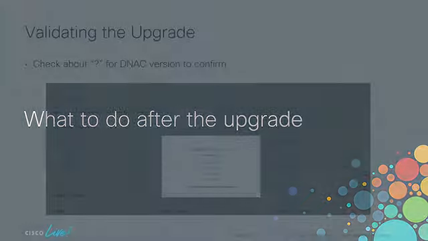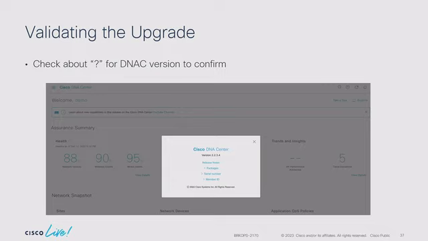Okay. What to do after the upgrade? After the upgrade, you need to make sure that the upgrade went well, right? How do I know that the upgrade went well? So from the top right in the DNA Center, you have this very famous question mark. You click on it, you click About, and you check your DNA Center version. But take care, there's a very important tip here. Can you see the version? Can you tell me what is the version?